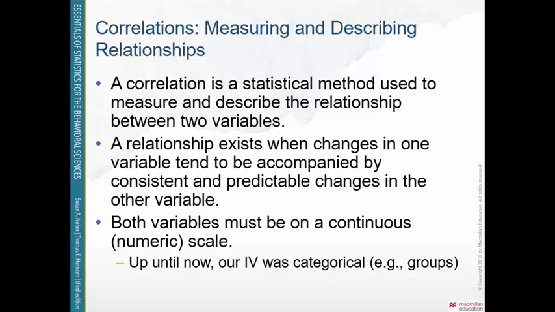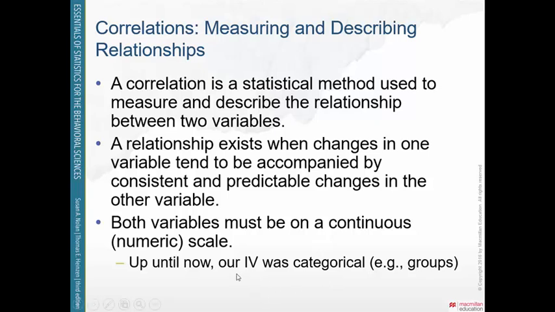But a correlation is a statistical method that's used to measure and describe relationships between two variables. A relationship exists when changes in one variable are accompanied by consistent and predictable changes in the other variable. Now this is where things get different. For a correlation, you have two variables, and both variables must be on a continuous or numeric scale. So both variables must be numbers.